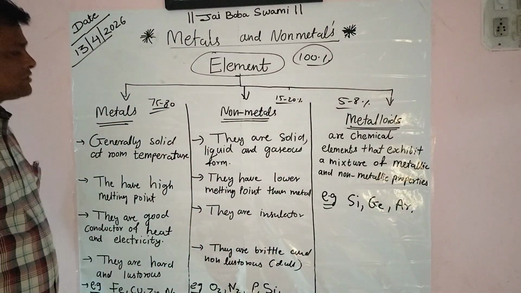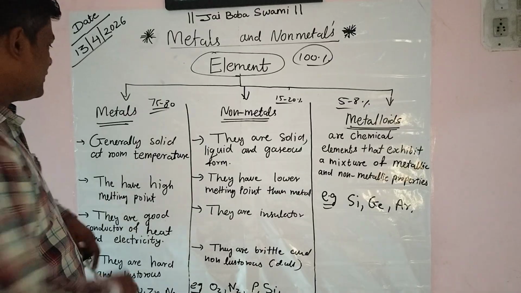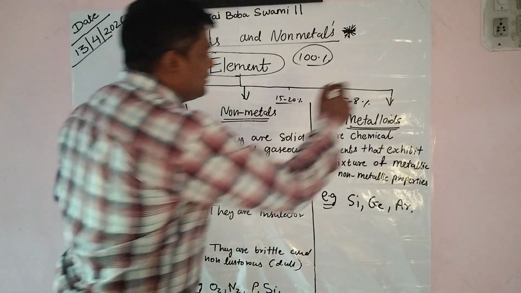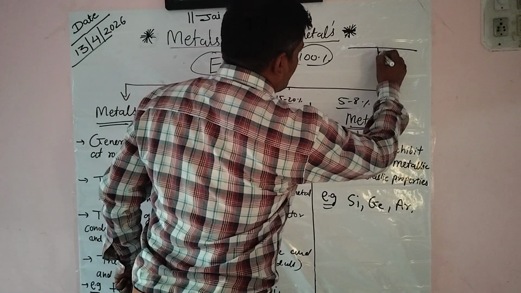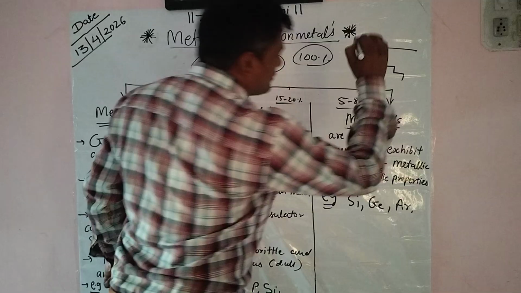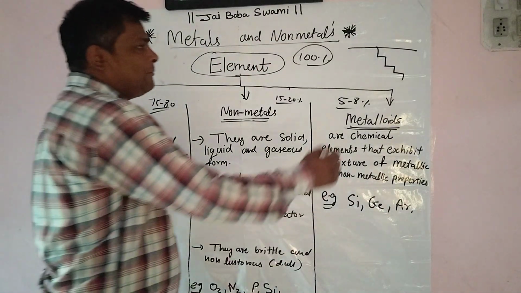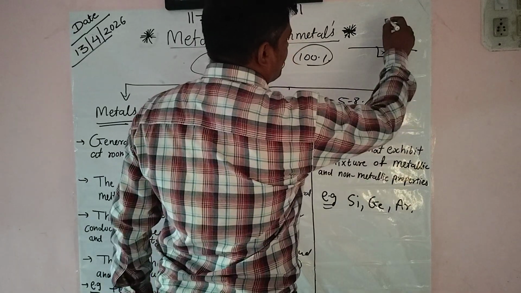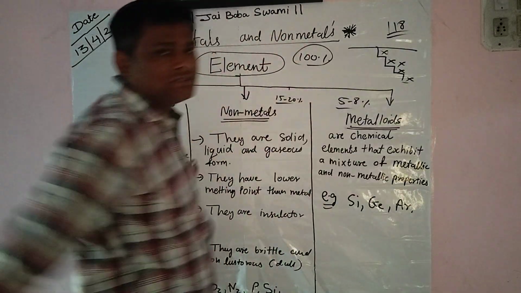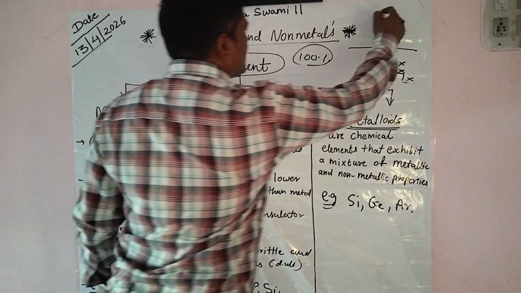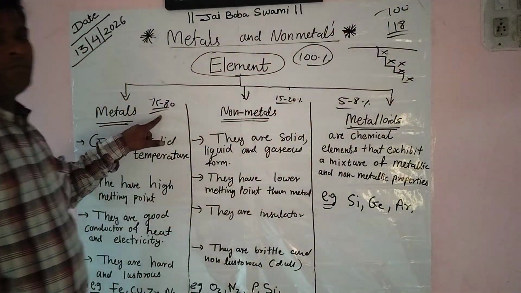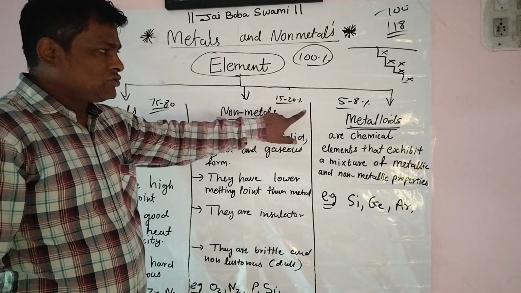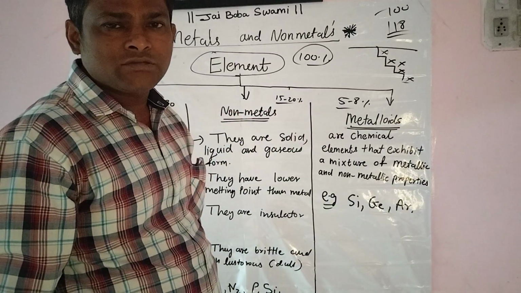If we see this chart, we will see that elements are divided into metals, non-metals and metalloids. In this periodic table, the center part is actually the metalloids. Metalloids exist over here in this periodic table. This periodic table consists of 118 elements. Out of this 100 percent, nearly 75 to 80 percent is metals, 15 to 20 percent is non-metals and 5 to 8 percent is metalloids.